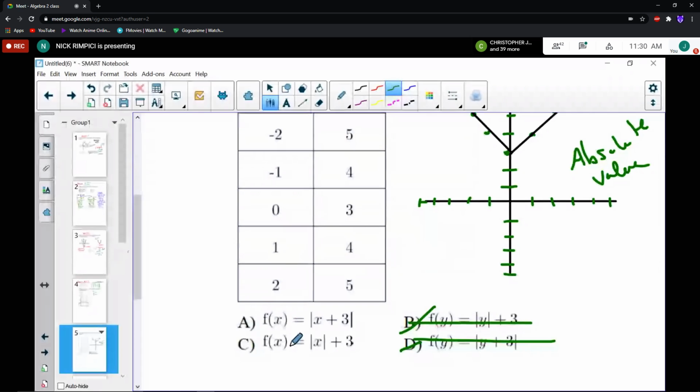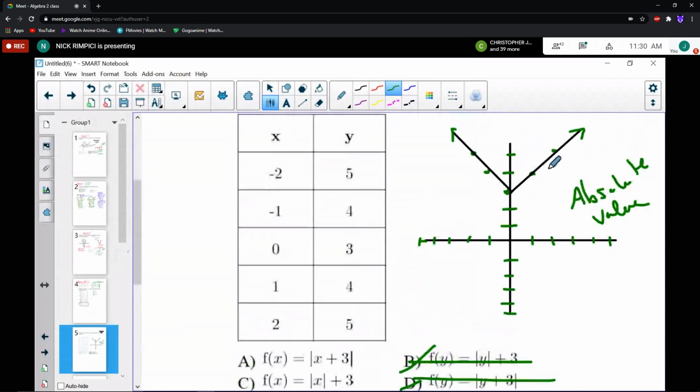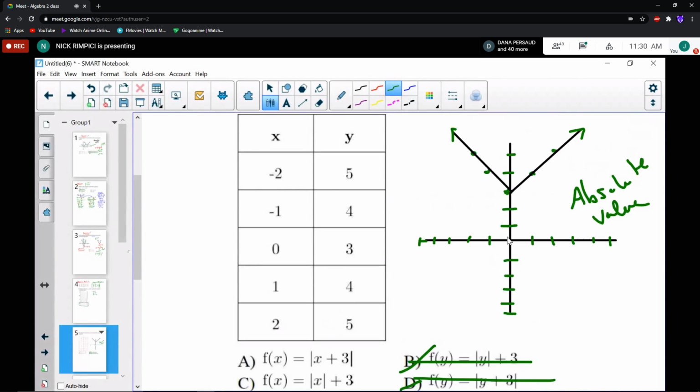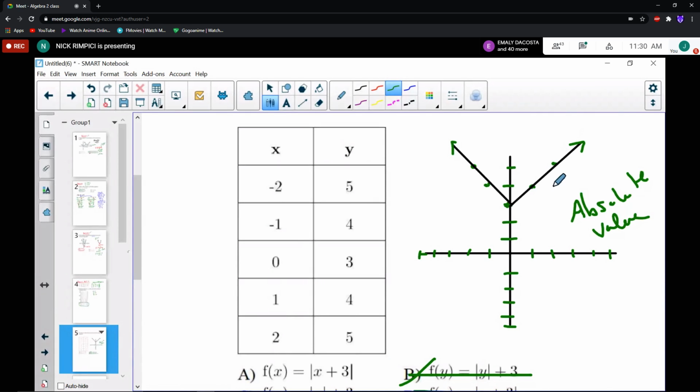Is it A or C? You have to figure out if it's A or C. Now, the good thing is you can figure out if it's A or C without memorizing anything. You can simply plot this and see which one gives you the diagram. This is 3 units above the x-axis, correct? We are 3 units up.